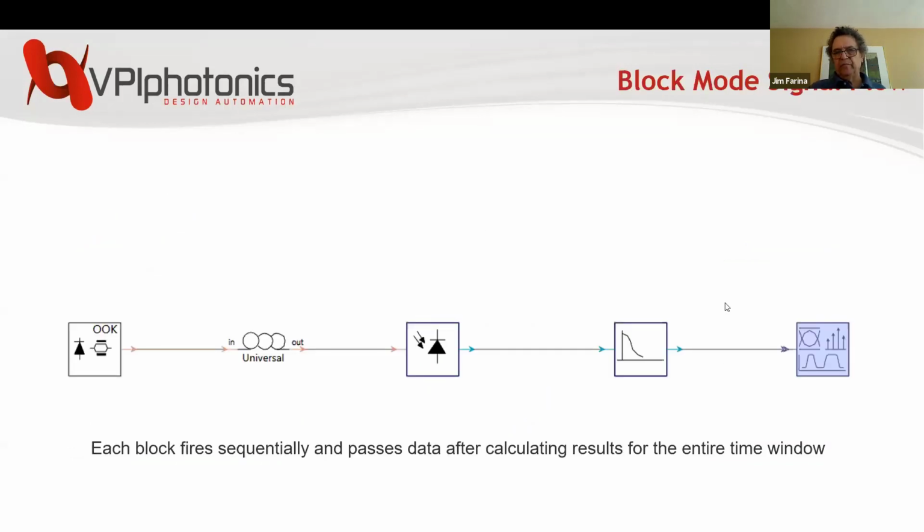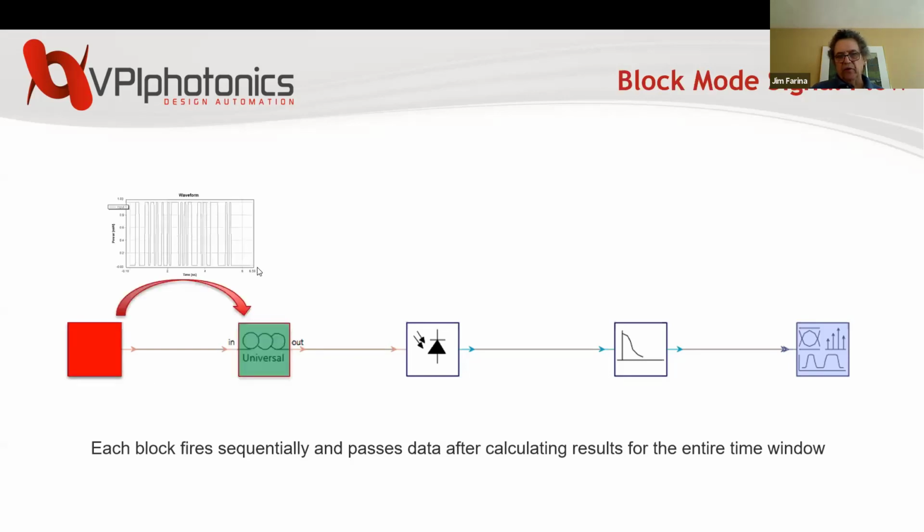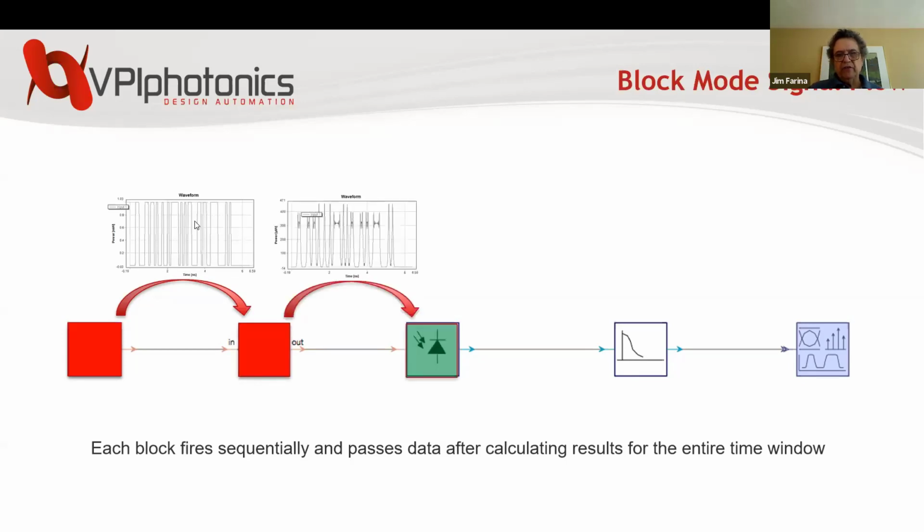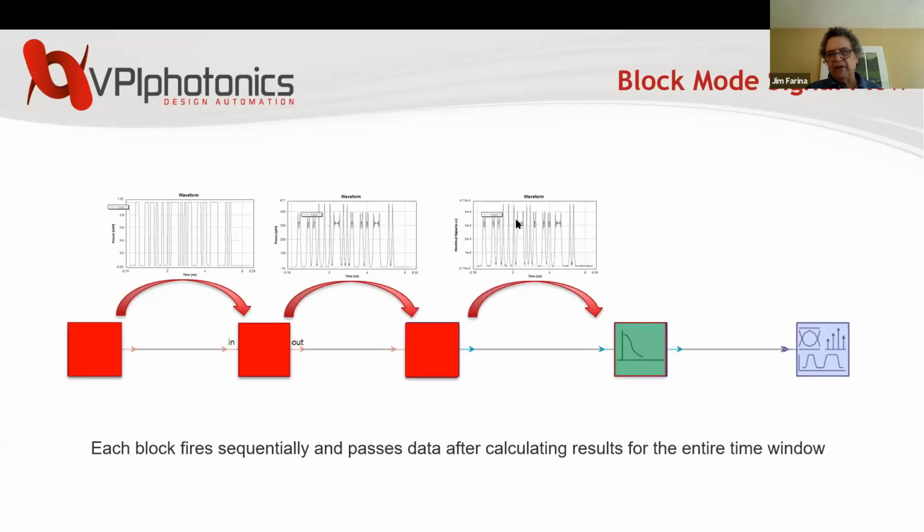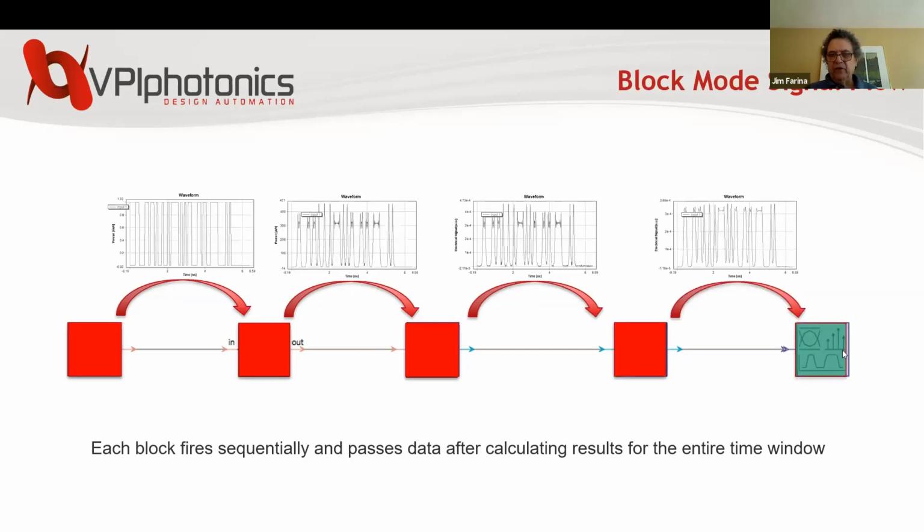In block mode, the first thing that happens is, let's say the laser at the beginning of this very simple link starts and does a whole calculation for the whole time window. When that's done, it passes that time window worth of information to the next module, in this case the fiber. This laser module is now not used anymore. We're done with it. Now the universal fiber does its job, the detector does its job, and coming out of the detector you have an electrical signal going into a filter, and then to the visualizer or analyzer, where you can look at a scope or something like that, and you'll actually see this data plot here.